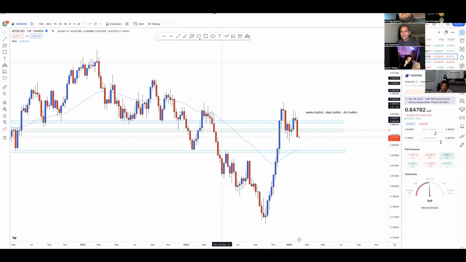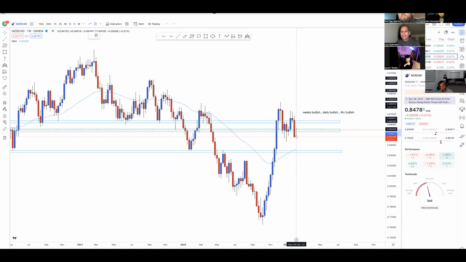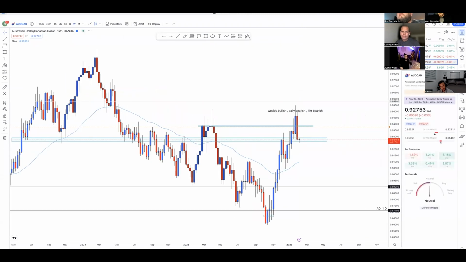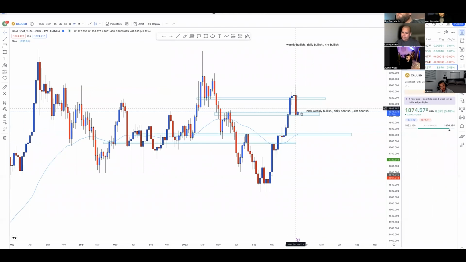NZD CAD, same exact thing. If you notice, it's a smaller wick, but it's got to do the same thing. It's got to give us that wick into here. And then the candlestick has to come back and keep pushing through. So you got to be realistic with yourselves and ask, hey, can this candlestick do all of that this week? And then AUD CAD, it's literally the same exact thing. Can this give us this wick and the candlestick come back and then sell? And then same thing with gold.